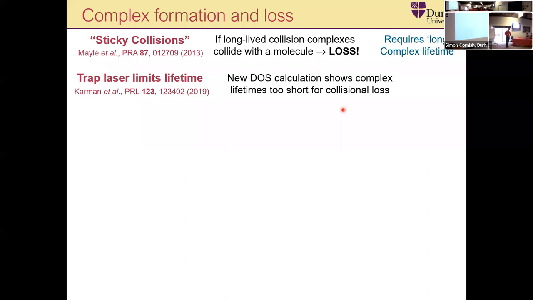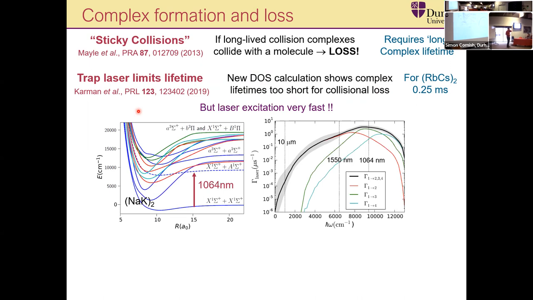So more recent calculations show that for rubidium cesium, the complex lifetime is probably about a quarter of a microsecond, which is quite long, but it's not long enough for another molecule to come along. And this is work from Tijs Karman and Jeremy Hutson. And what they also showed, though, is that there can be another process, and that process is optical excitation. Where did the light come from? Well, the trap, because the molecules are sitting in quite an intense beam, which is the trap.